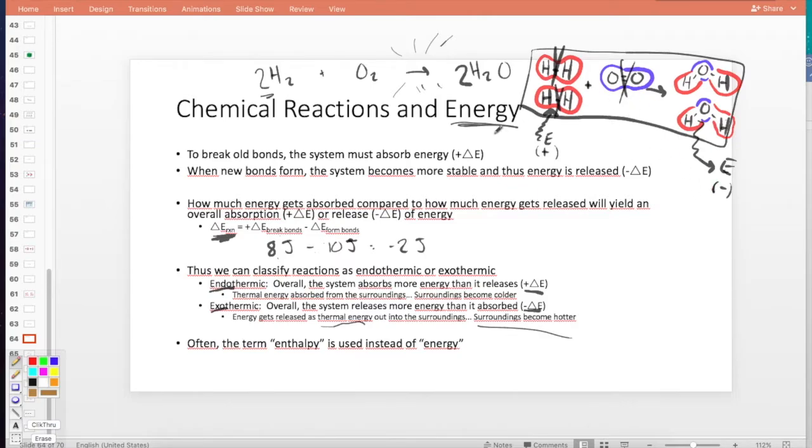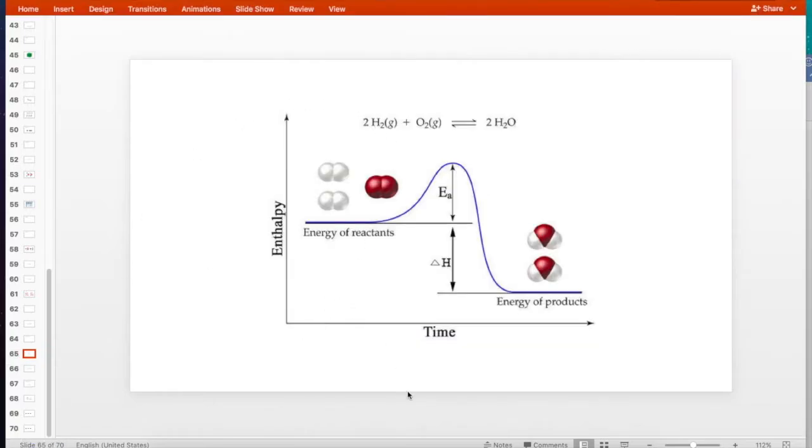It's just that one of those will win the day, so to speak, and that determines if a reaction is endothermic or exothermic. Here is a way of modeling energy or enthalpy changes of a chemical system exactly as I've just described. H2 and O2 react to form H2O.